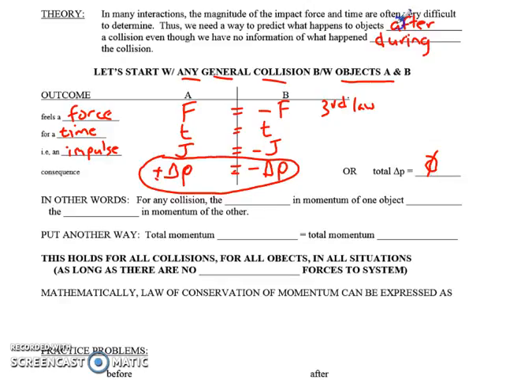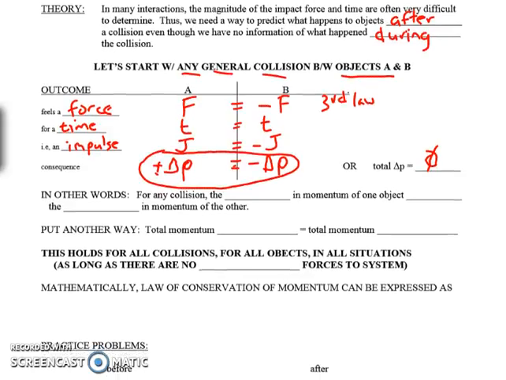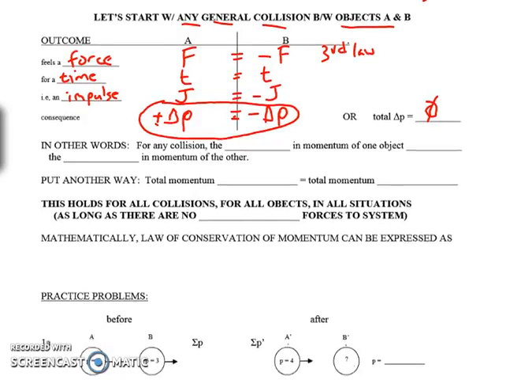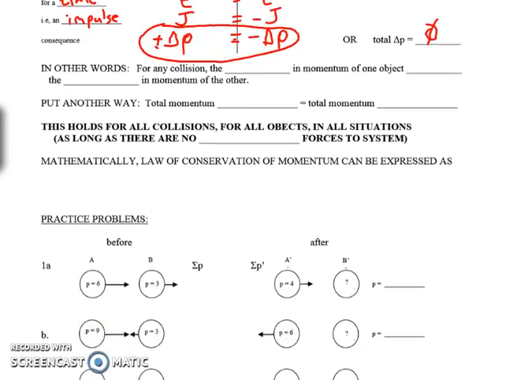Now, when we presented in class, we didn't look at it so much in terms of changes, but again, the change in one is equal to the negative change in the other, or the overall change is 0. For any collision, I'm sorry, let me write that down. Gain in momentum of one object equals the loss in momentum of the other. Or put another way, total momentum before a collision equals the total momentum after.